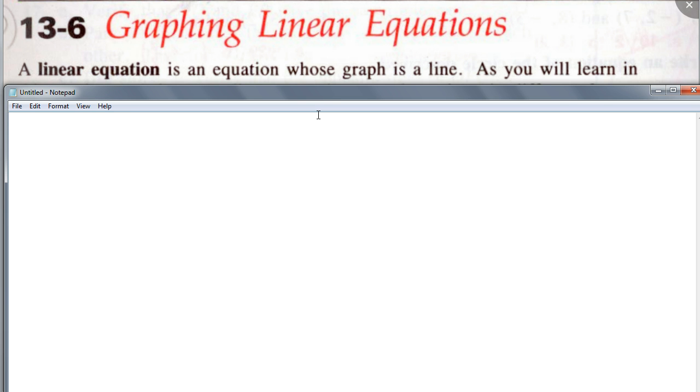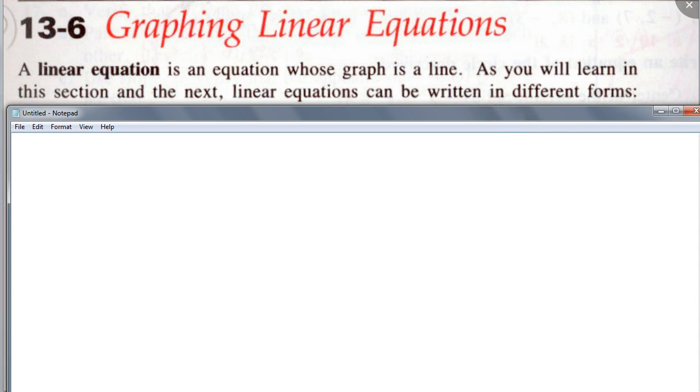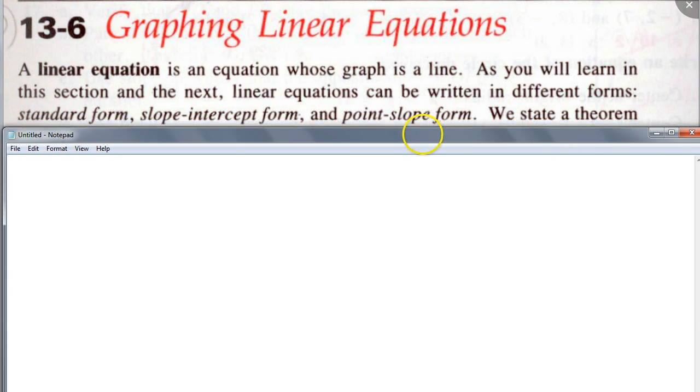And there are three forms that we're going to be talking about in this chapter. As you will learn, a linear equation can be written in different forms. So we're going to learn two today and the other one tomorrow. The two forms that we'll learn today are the standard form and the slope-intercept form. And the one that we'll learn tomorrow is the point-slope form.